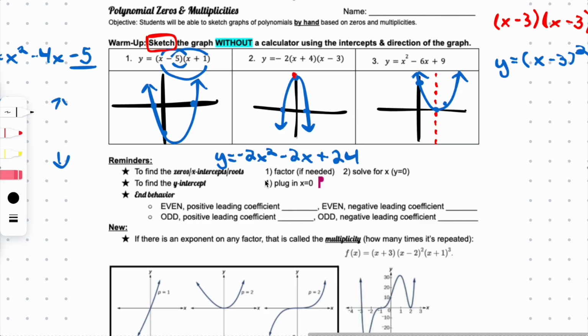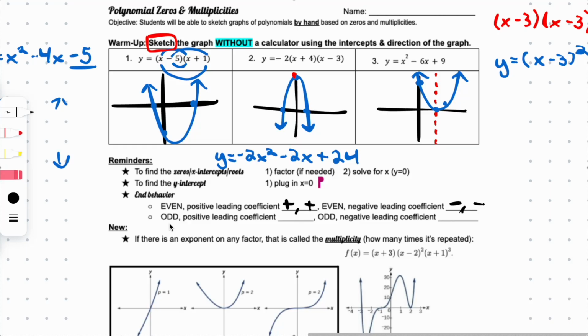And that helps us find the x-intercepts. And we can also use end behavior, which we said if it's even and it has a positive leading coefficient, we know that they're both going in the same direction, both positive. So I'm going to say positive and positive to signify they're both going up. And if it's even with a negative coefficient, they're going down to negative infinity in both directions.